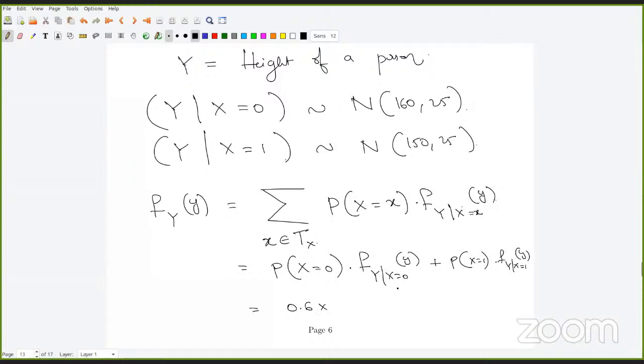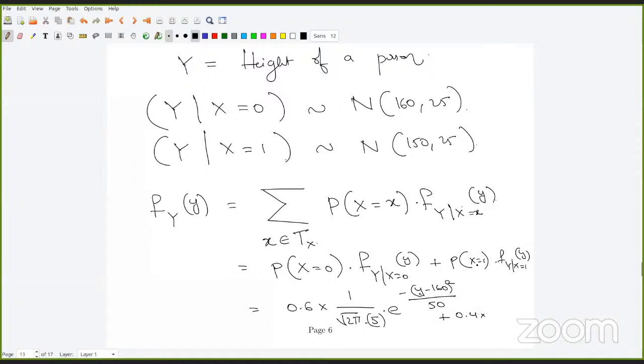See, this Y given X equals 0, we know that this is normal with mean mu and variance 25. So what is the distribution? The PDF will be 1 by sigma root 2 pi, sigma is 5, into e to the power minus (y minus 160) whole square divided by 2 sigma square, which is 50.